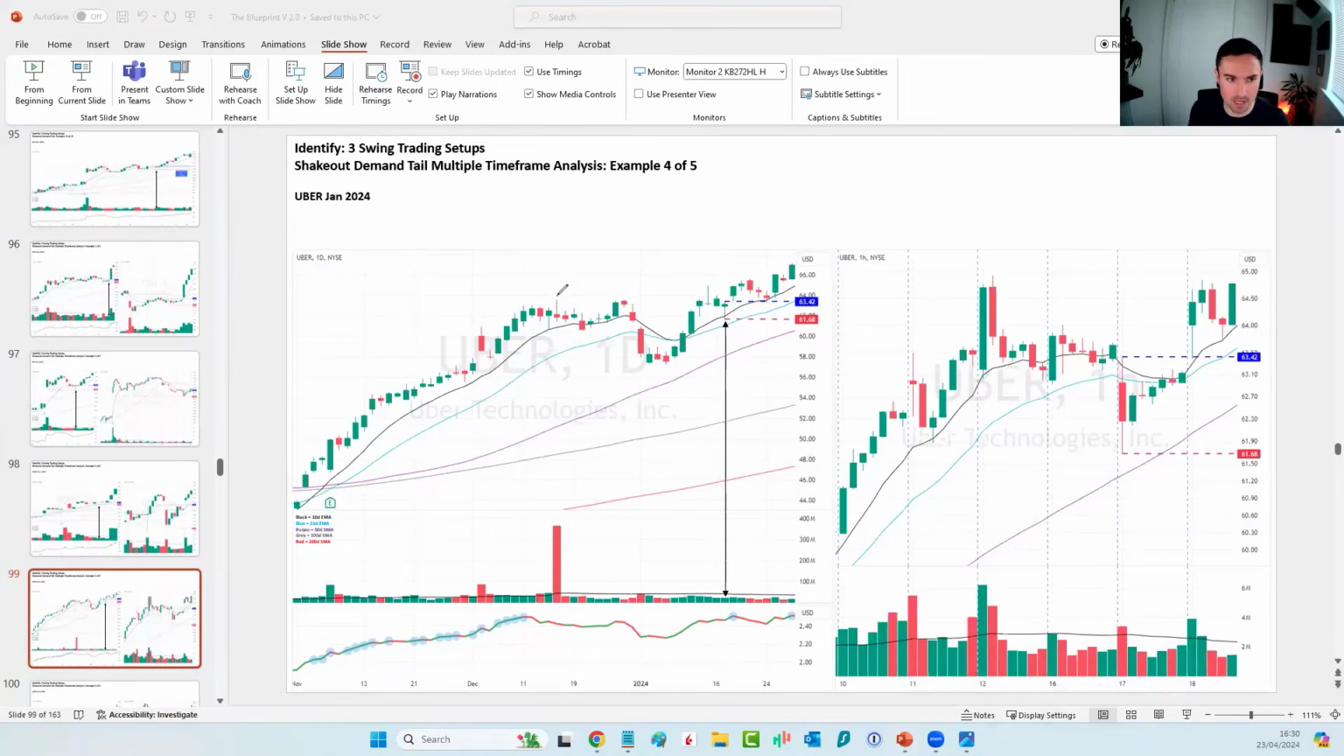So I just want to talk about Uber here, okay? So Uber, I was buying through the high of this shakeout demand tail and bought it here as well. Sometimes they work, sometimes they don't work. It is what it is with trading. It's called variance. So let me try and draw this in a nice straight line for you.